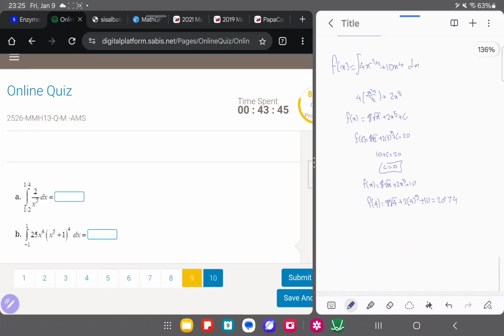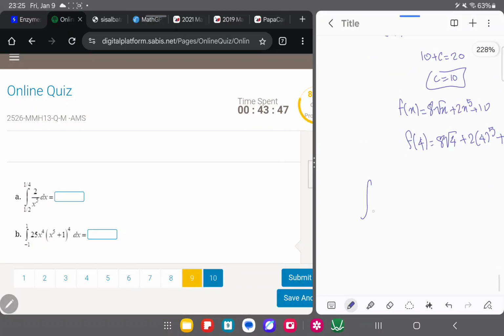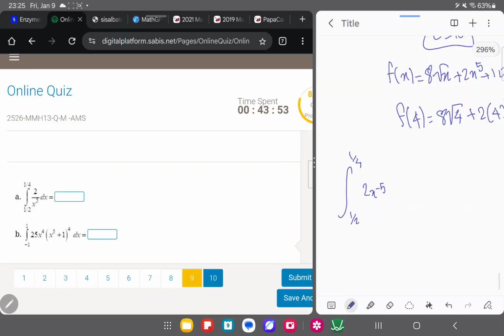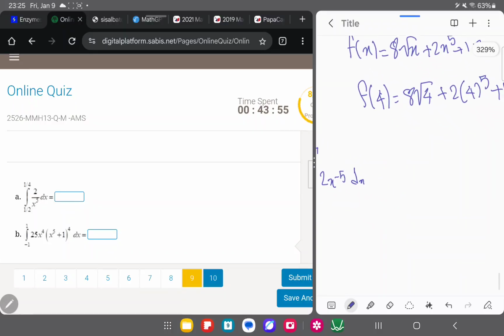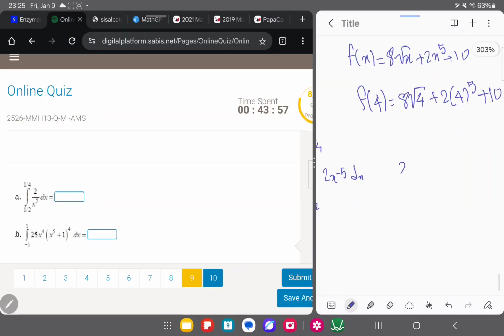So over here, more definite integrals, super easy. I'll just rewrite it like this. First I'll integrate the inside to become 2x to the power of minus 4 over minus 4. It becomes minus 1 over 2x to the power of 4, in the range of values 1 over 2 and 1 over 4.